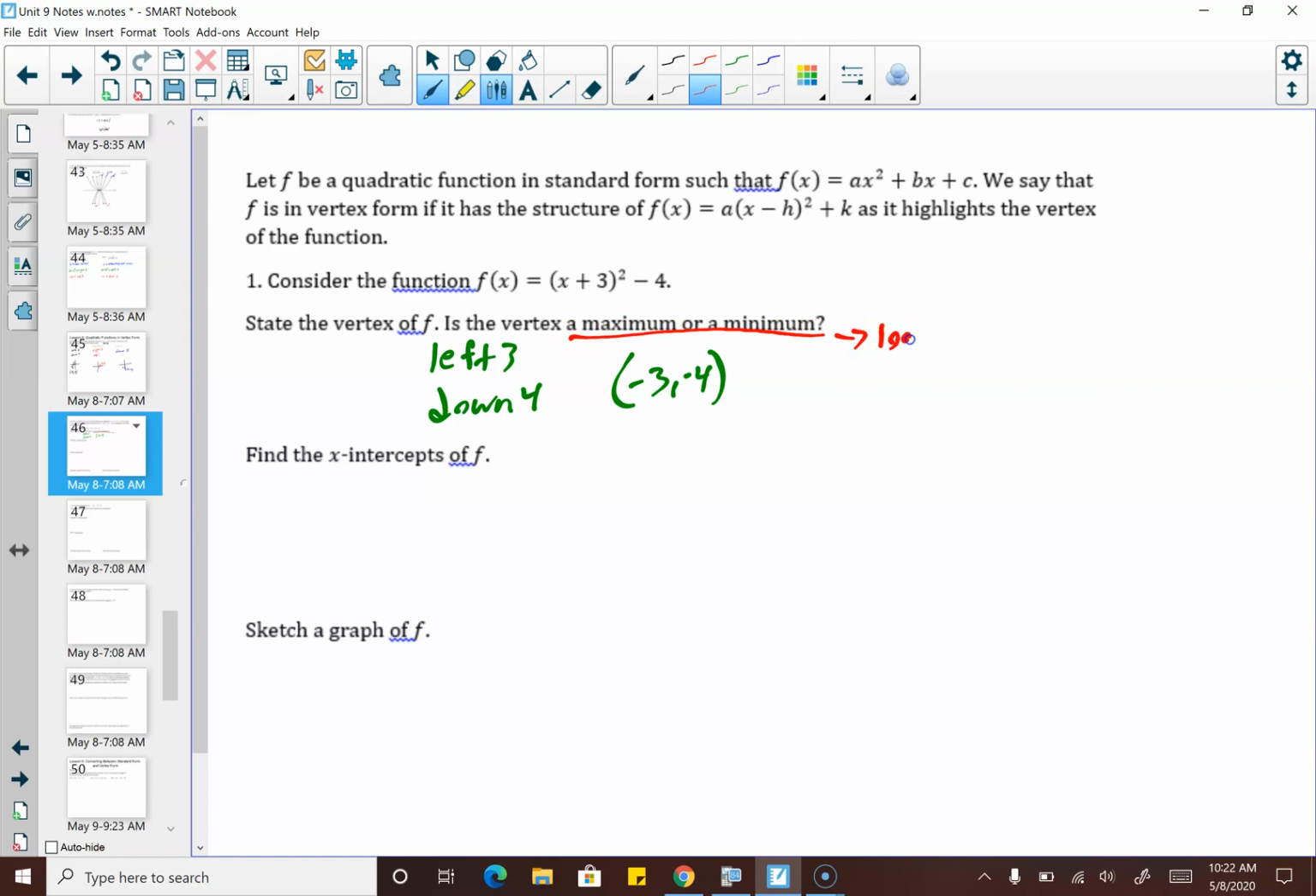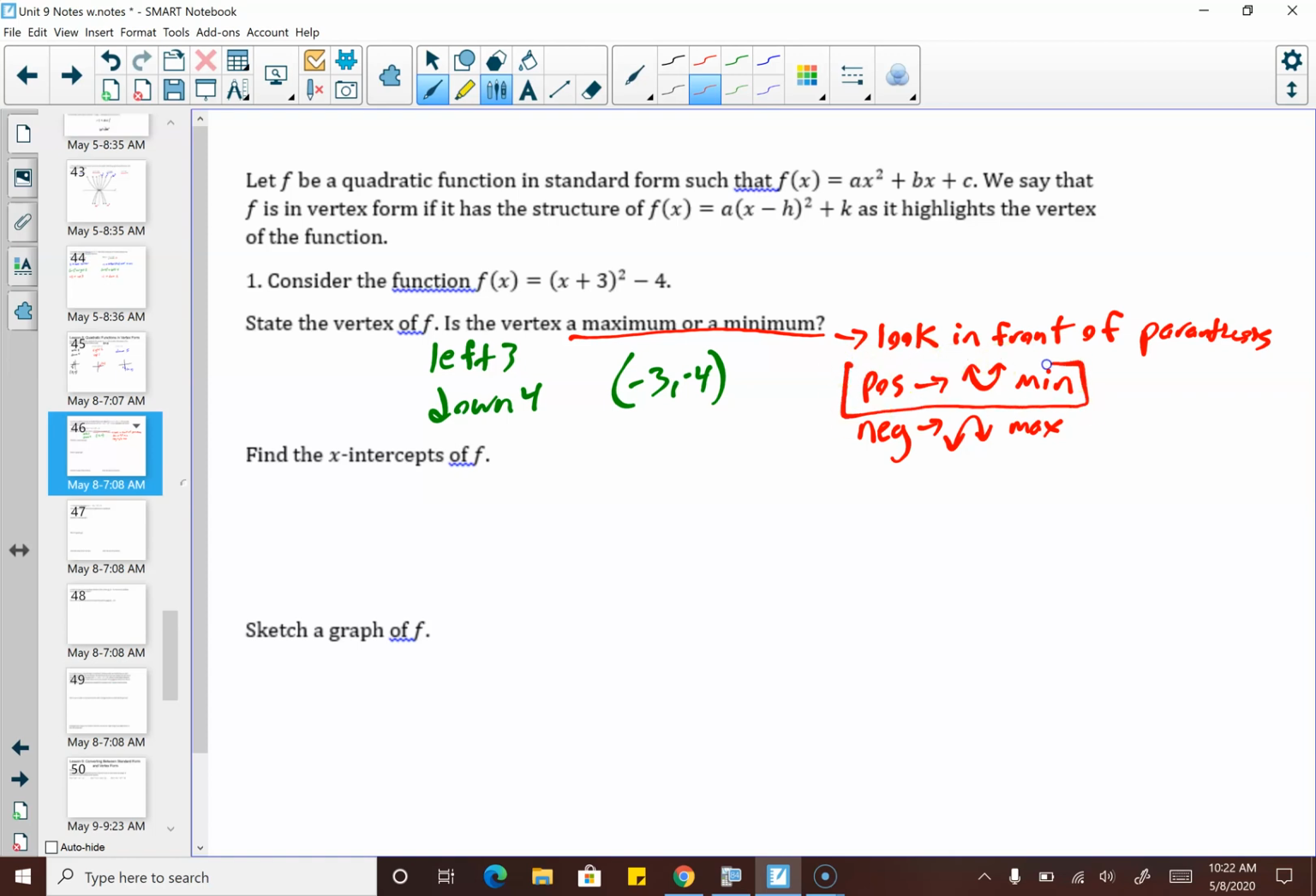We look in front of the parentheses. Okay? So we look in front of our parentheses. If it is positive, that means it's concave up. So it's our regular U shape, and then in this case, that would be a minimum. If it's negative in front of that parentheses, that means it's concave down, and that would make it a maximum. So if we look in front of our parentheses here, we have a positive number. Therefore, we are going to have a minimum value for this graph.